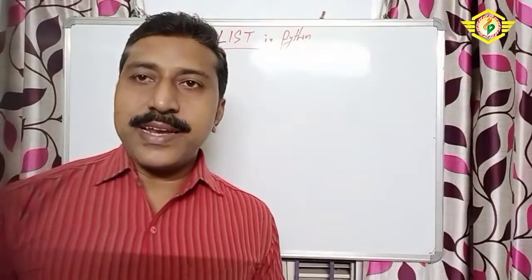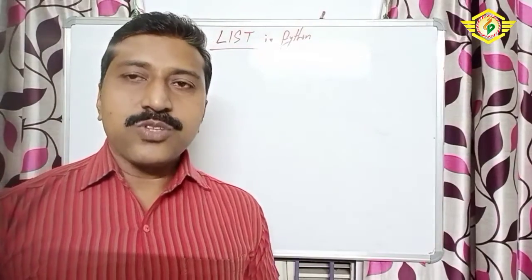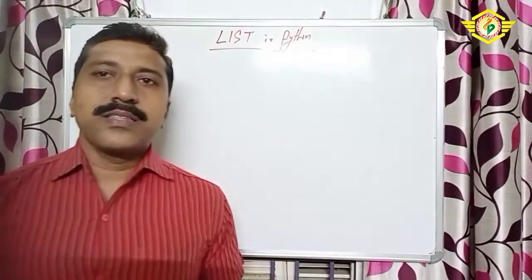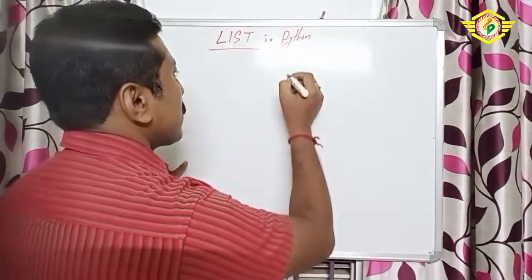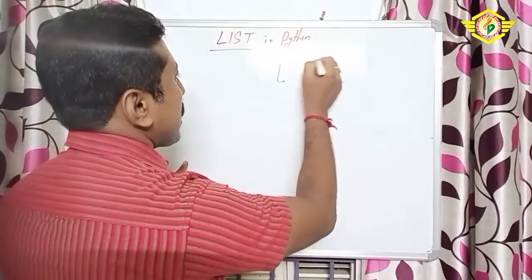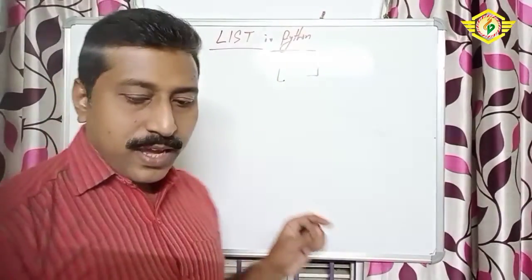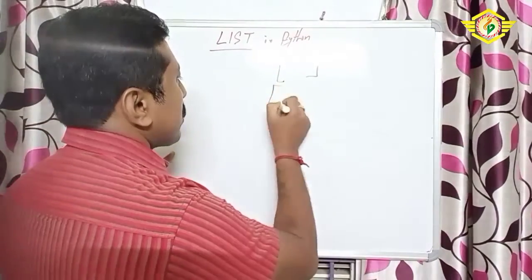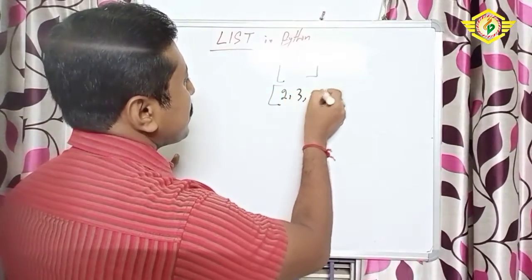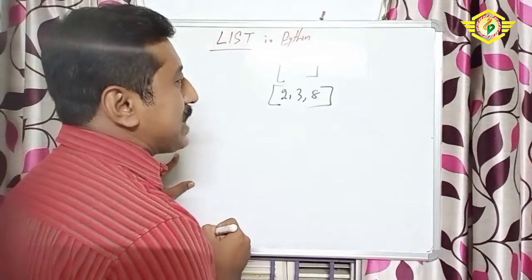So how to write a list? A list can be written within square brackets. We can write like this. Suppose I have not written anything, that means it is an empty list. If I write 2, 3, 8, that is called a list of integer data.